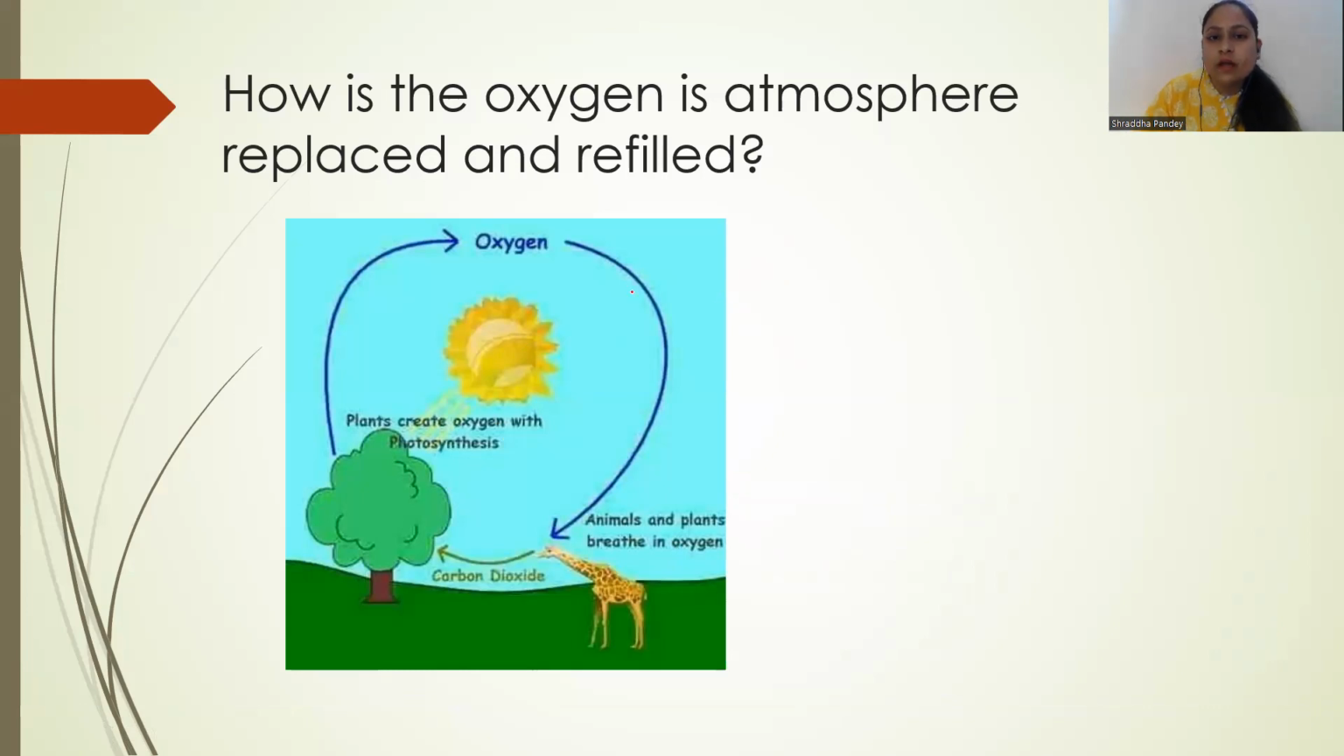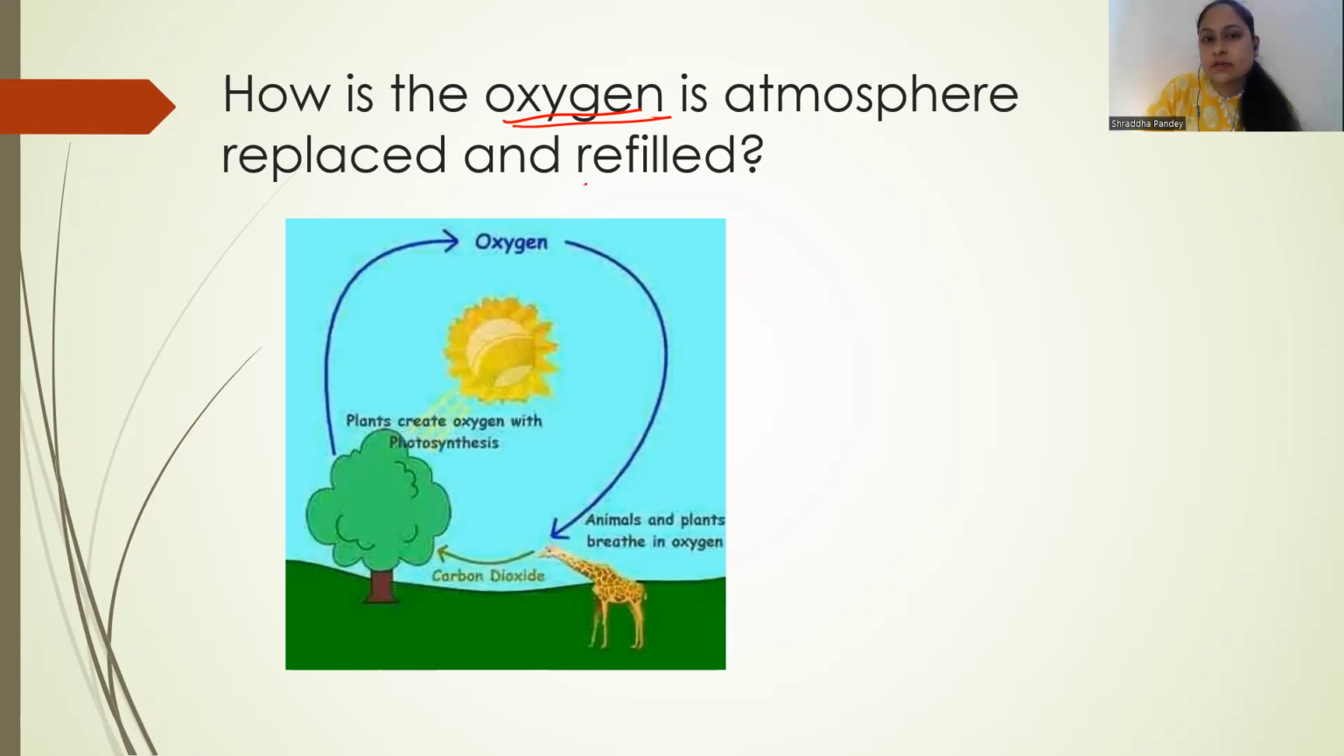So, how is the oxygen replaced? Oxygen is continuously used by organisms, so it should get exhausted in the air. But does it get exhausted? No, it is continuously present.